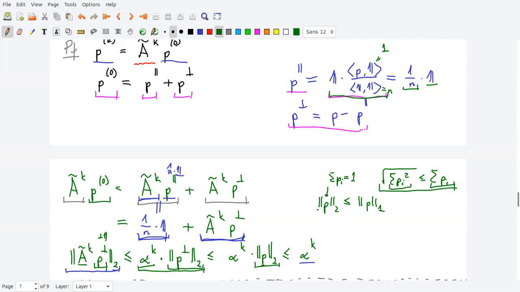So you've got this inequality, and the L1 norm of p is equal to just 1, because it's a probability distribution. So this is upper bounded by 1. And voila, we have upper bounded the error term by alpha to the k. So this is the whole proof of this rapid mixing property of Markov chains corresponding to expanders.